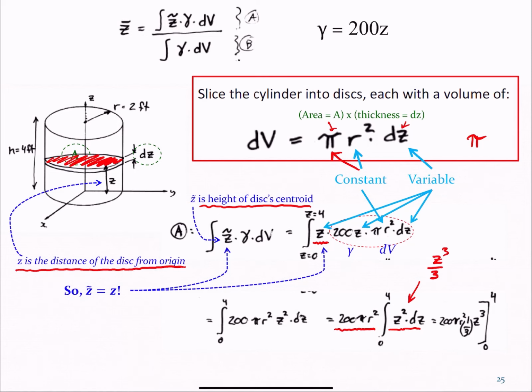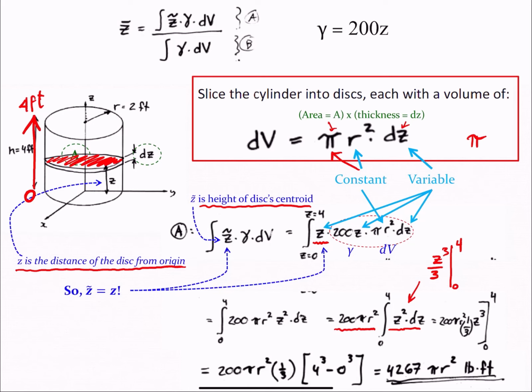And now I just have to evaluate the integral from 0 to 4 feet, which means evaluating first for 4, then minus that for 0. And then we obtain 4,267 times p times r squared pounds per feet. So this is the value of the integral in the numerator of my expression, this guy over here.